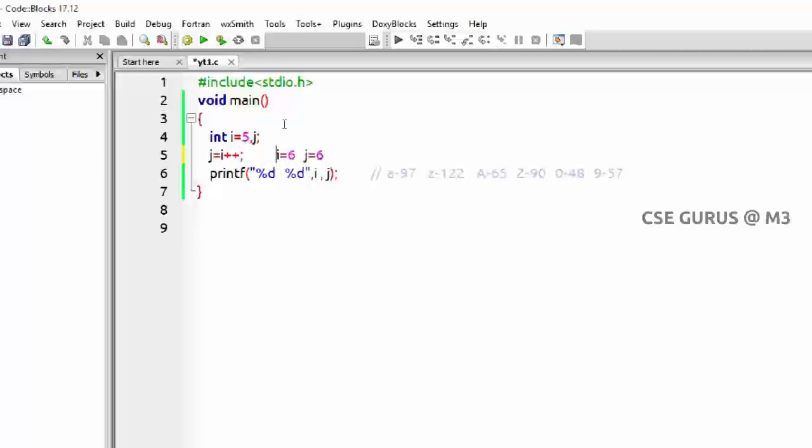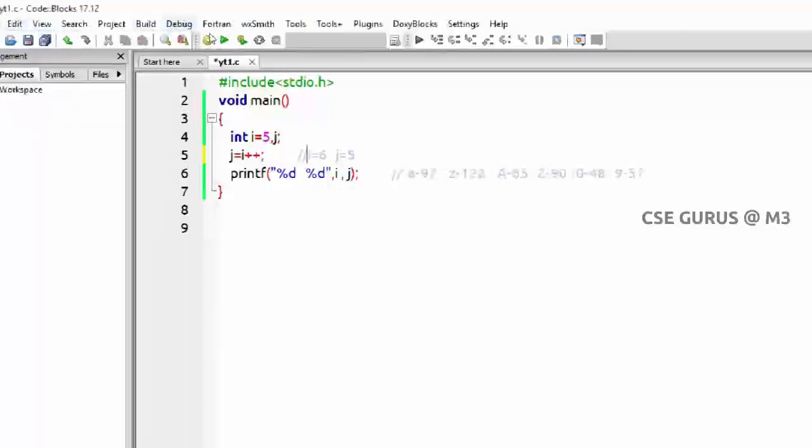What happens here? With post-increment, first the value will be assigned. What is the i value first? 5. So 5 will be assigned to j, so j value will become 5. Afterwards i value will be incremented to 6. So now you can observe i is 6, j is 5.